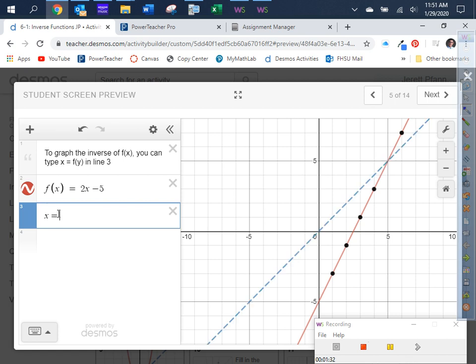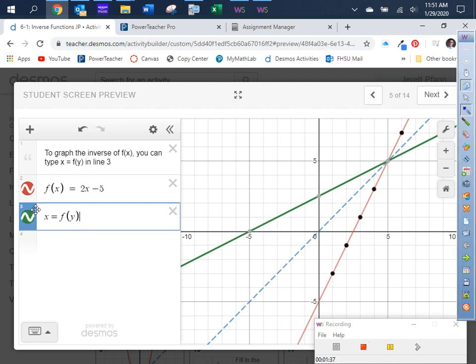X equals f of y. And look at this cool thing. The inverse shows up in that case because x and y switched places. And what the next few questions are going to ask you is to see how this new line, the green dude, relates to the original guy in comparison to this line y equals x. So do slides 5 through 10 and then come on back to the video. So 5 through 10. Go ahead and pause and do those now.